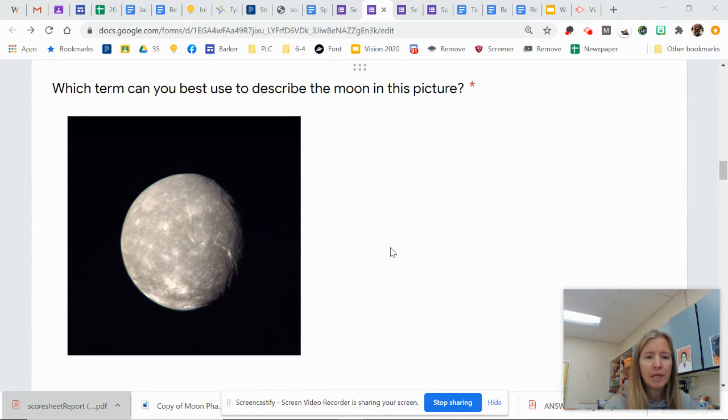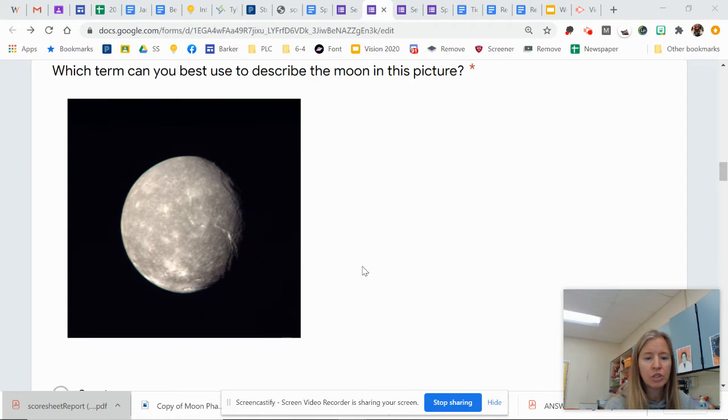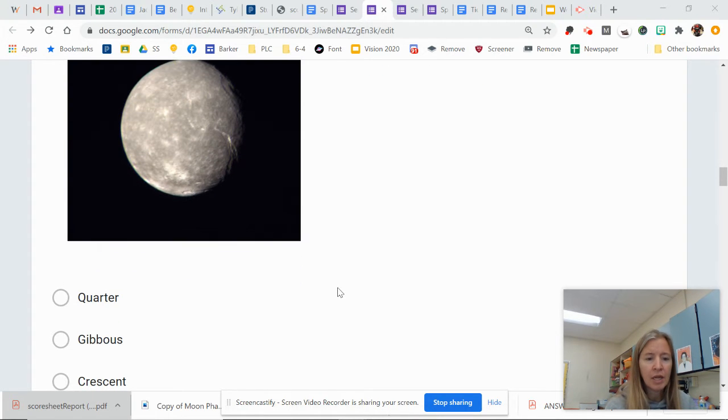Which term can you best use to describe the moon in this picture? Is that moon a quarter moon, a gibbous moon, or a crescent moon?